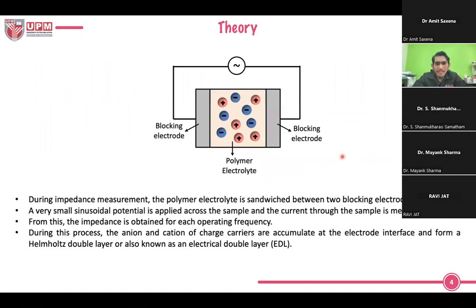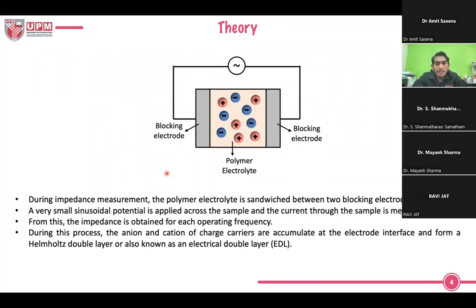So theoretically, basically, when we perform the impedance spectroscopy, we sandwich our polymer electrolyte between two blocking electrodes. So during the impedance measurement, the polymer electrolyte is sandwiched between two blocking electrodes, for which we use stainless steel electrodes, and a small sinusoidal potential, basically 10 millivolt, is applied across the sample, and the current through the sample is measured, right? And from this, the impedance is obtained for each operating frequency. Basically, we apply from 10 Hz to 1 megahertz.